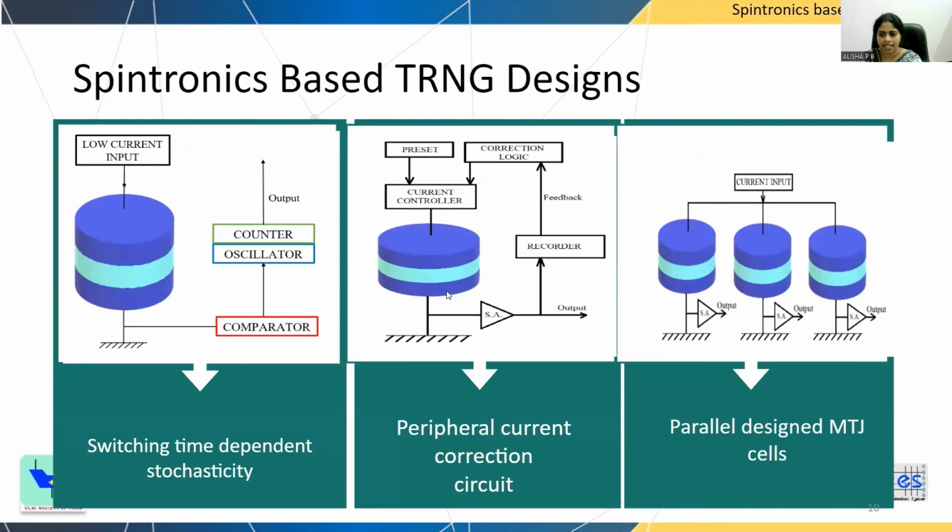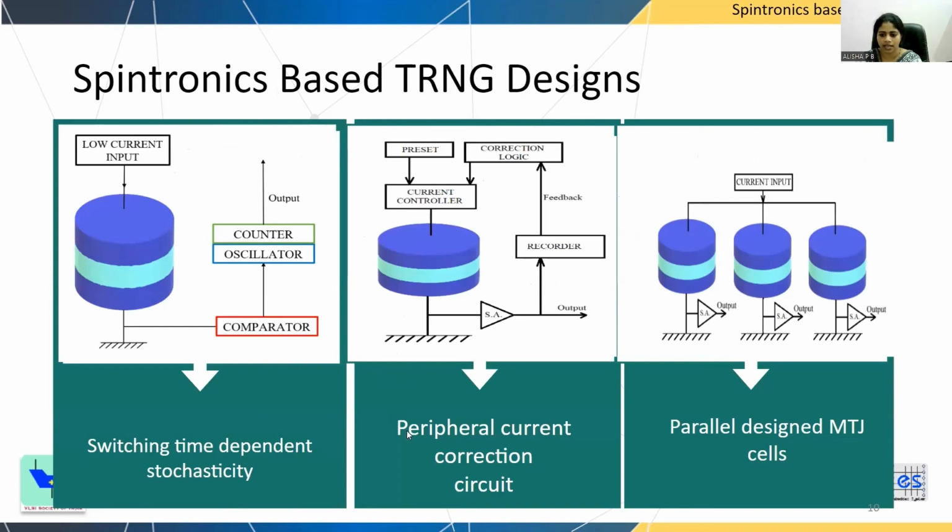Here are three different categories of spintronics based TRNG designs. First is switching time dependent stochasticity. Here we can see the comparator is continuously monitoring the state of the MTJ, and depending on the outputs of the counters and oscillator, we can improve the randomness.